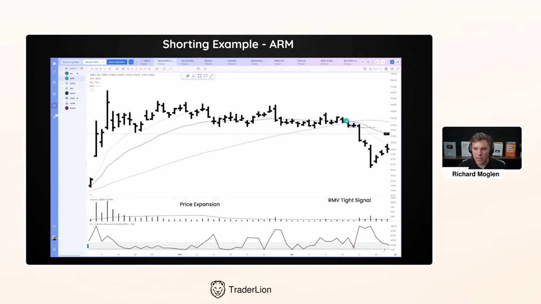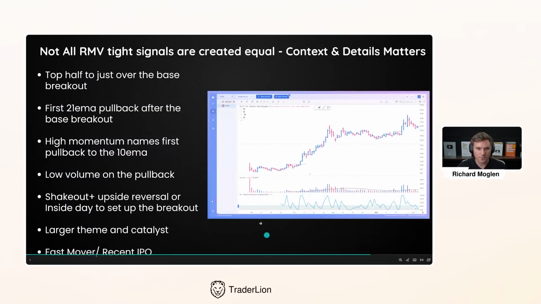And what do we have on the right-hand side of that? We have a tight 2-day range with RMV getting close to 0. Where would you draw your pivot here? You draw it instead of at the highs, you draw it at the lows. So these lows line up extremely close together. That would be your shorting point. And from there, you got quick expansion down in just a matter of days from this setup. So RMV can work really well to the downside as well.